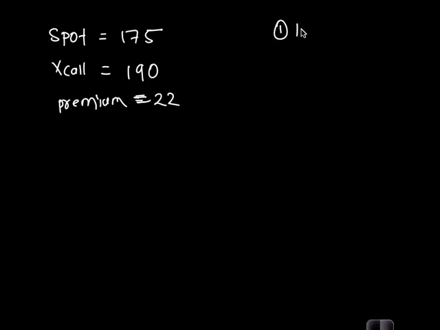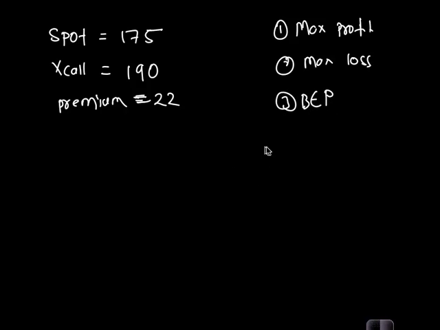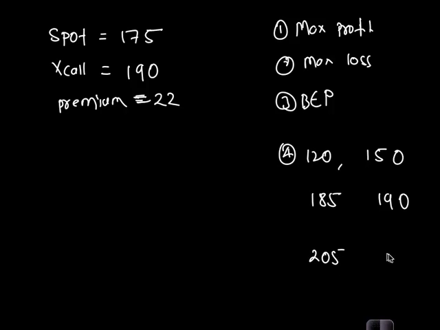Question number 1, find out maximum profit, maximum loss, and find out break-even point for this strategy. Then find out profit or loss when the price of the underlying is 120 or 150 or 185 or 190 or 205 or 350. Find out profit or loss in each of these 6 scenarios.